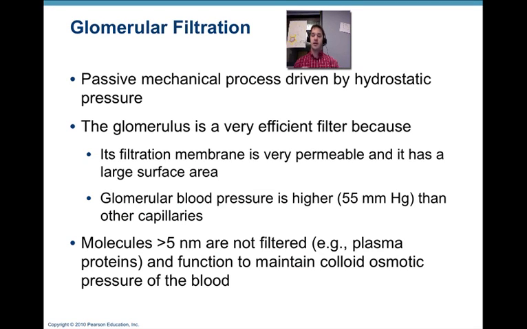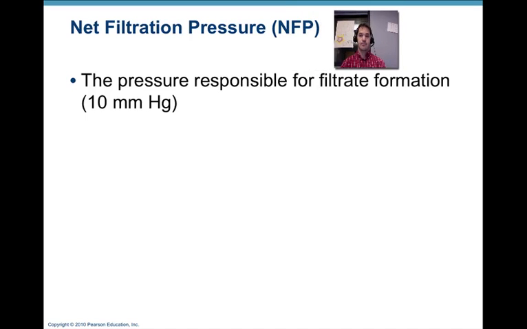Glomerular filtration is driven by hydrostatic pressure, or the pressure of fluids against those capillary walls. The glomerulus is very permeable and it has a large surface area, and glomerular blood pressure is much higher than most other capillaries. Big molecules greater than 5 nanometers are not filtered, plasma proteins. And we usually end up with around 10 millimeters of mercury of net filtration pressure, although this can vary a little bit.